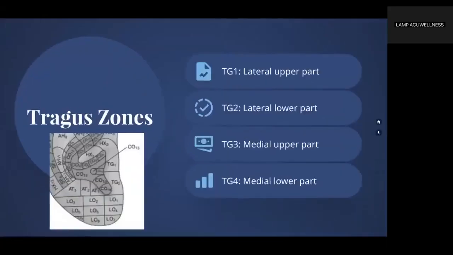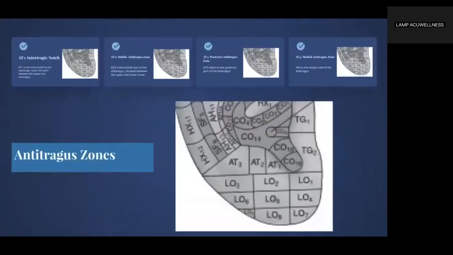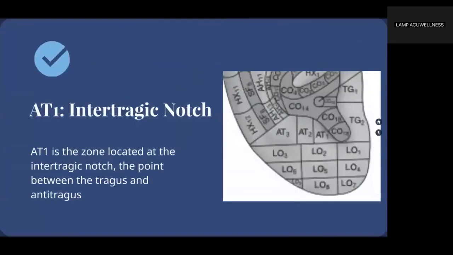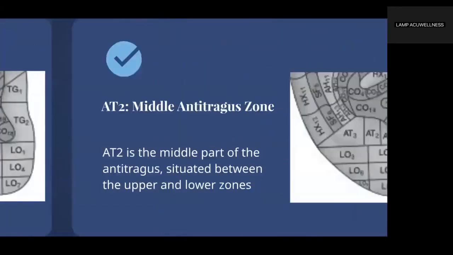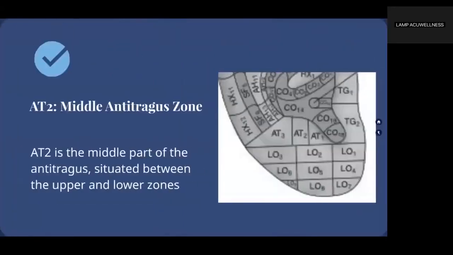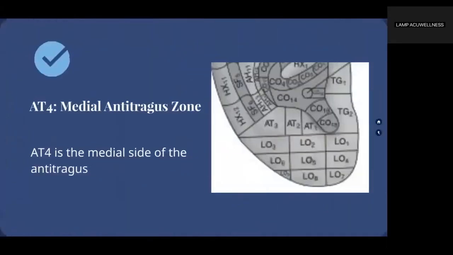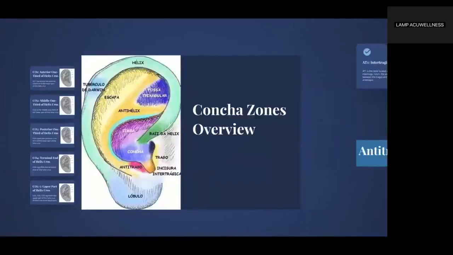Tragus zones. TG1, lateral upper part. TG2, lateral lower part. TG3, medial upper part. TG4, medial lower part. Antitragus zones. AT1 is the zone located at the intertragic notch, the point between the tragus and the antitragus. AT2 is the middle part of the antitragus, situated between the upper and lower zones. AT3 refers to the posterior part of the antitragus. AT4 is the medial side of the antitragus.